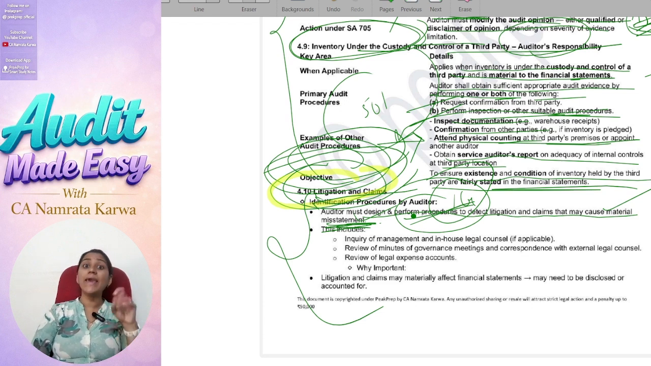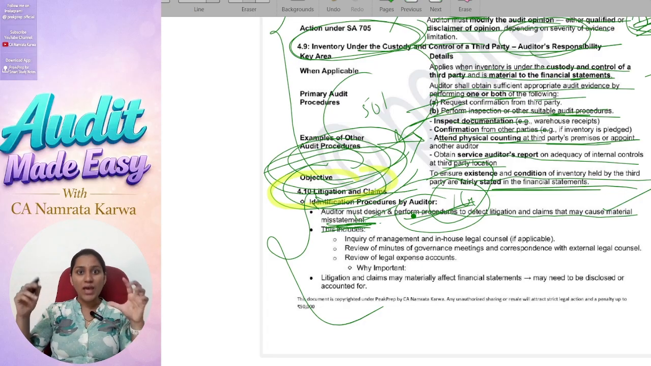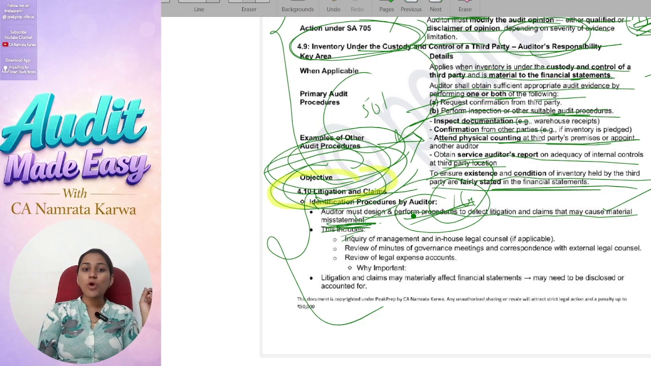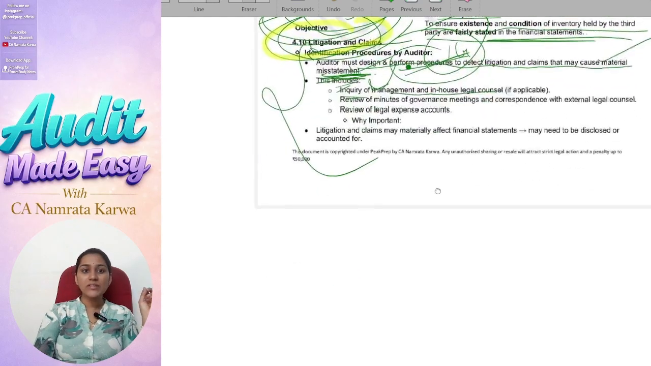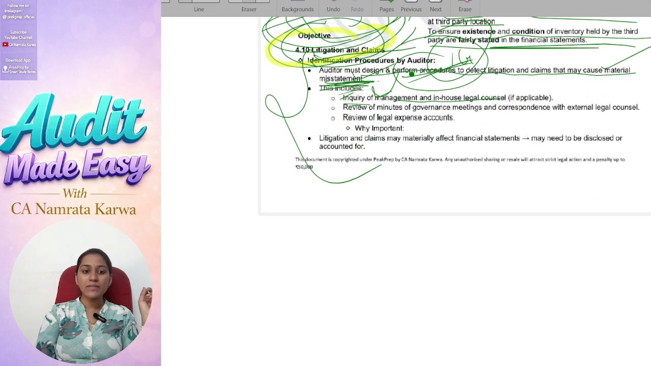He will be inquiring. Okay, he will be taking the legal support where it's exactly needed, right? So this includes what kind of procedures he will perform: inquiry of management and in-house legal counsel. If there is legal counsel, he will be taking the advisory. If the company is too big, the turnover is in, let's say, billions, then of course the company will be having its own legal counsel. Then he will be inquiring with both of them.